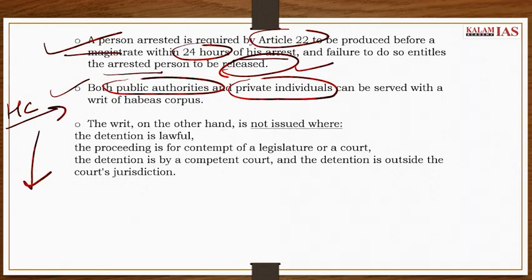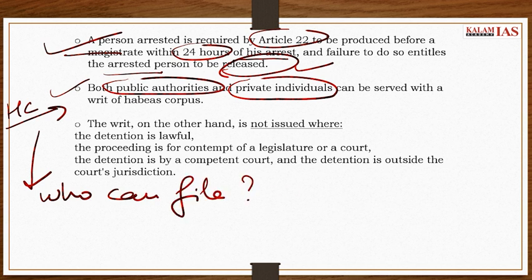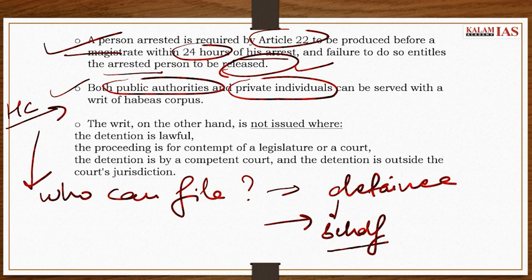Now, who can file the writ of habeas corpus? The person who has been detained, the detainee, or someone on his or her behalf who is aware of the case. These two people can file the writ under Article 32 for the Supreme Court and under Article 226 for the High Court. We have seen that.